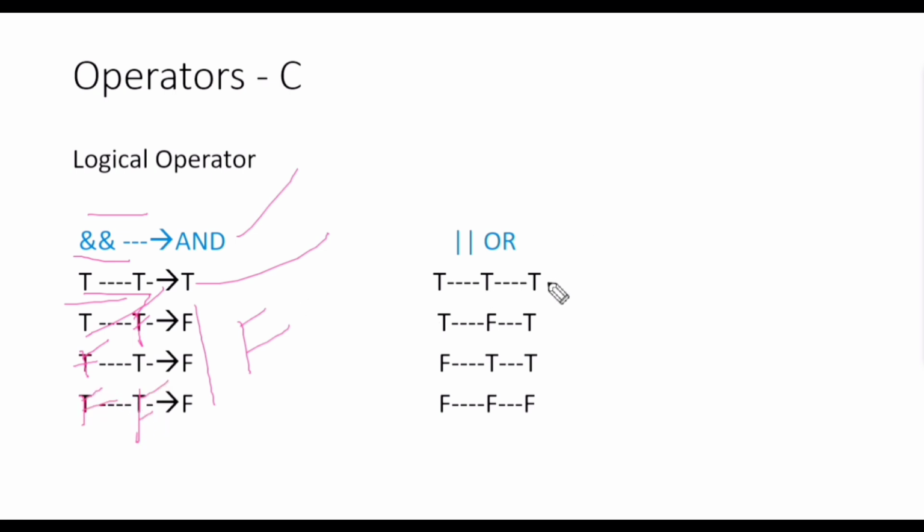Coming to the OR operator, any one condition, condition 1 or condition 2. For example, I have two choices, one is condition 1, another one is condition 2. If any one condition is true, it will take true. If both conditions fail, it will take false only.